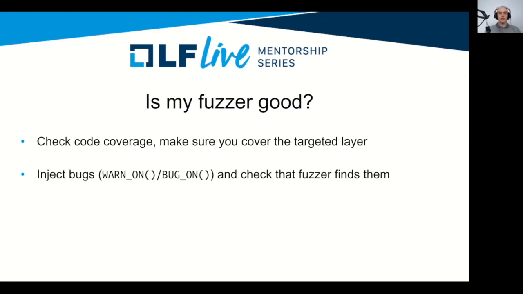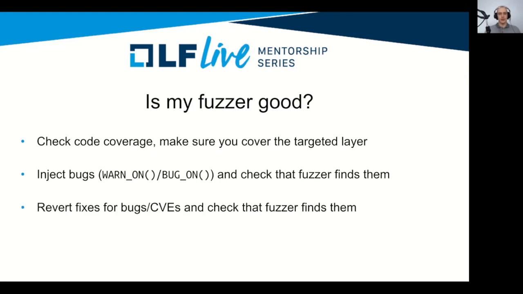Then what you can do is inject bugs into the code that you're trying to fuzz and check that the fuzzer finds them. Or you can revert fixes for certain bugs or CVEs and also make sure that your fuzzer finds them. This is in case your fuzzer does not find any real bugs: just make sure that it can find at least injected bugs or the bugs that were in this code previously.